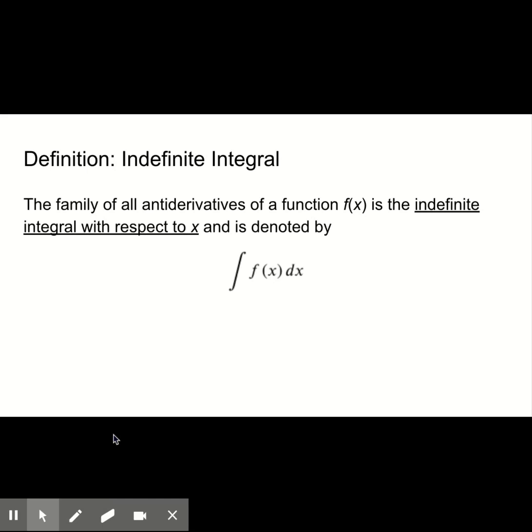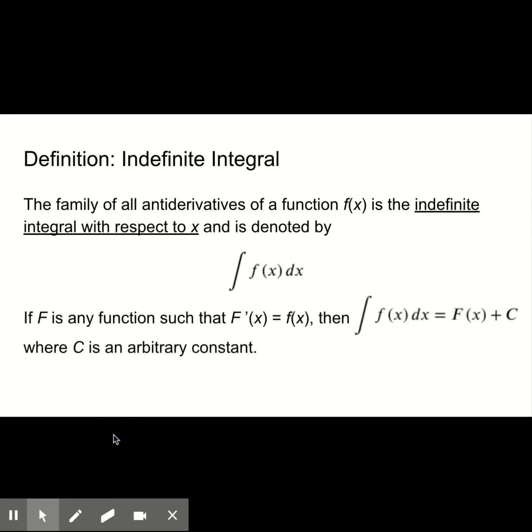If capital F is any function such that F prime of x equals f of x, then the integral of f of x equals capital F of x plus c, where c is an arbitrary constant. Notice that an indefinite integral is a function and a definite integral is a number.